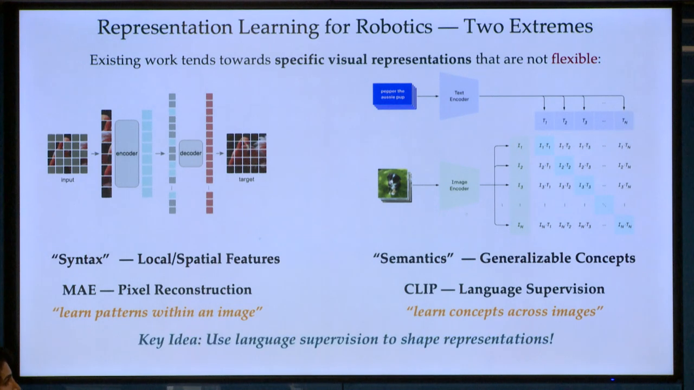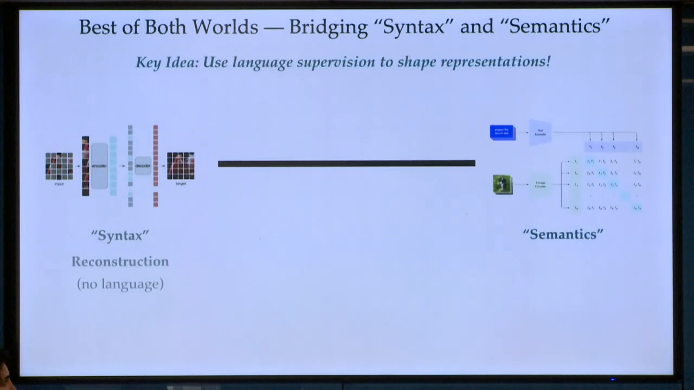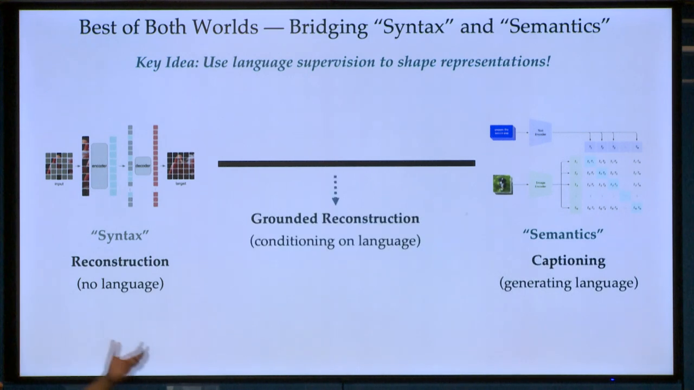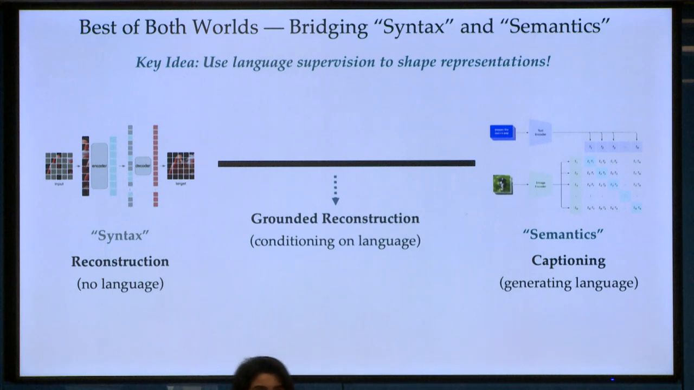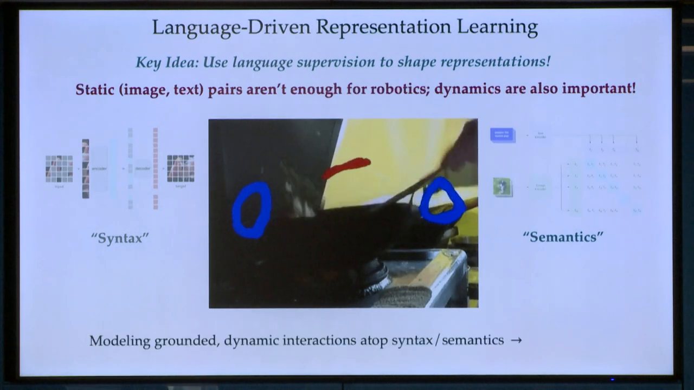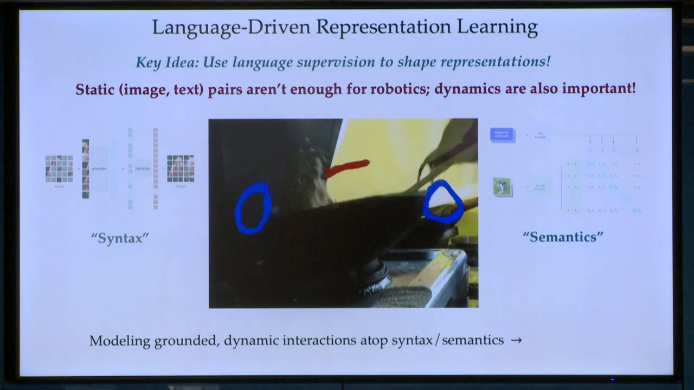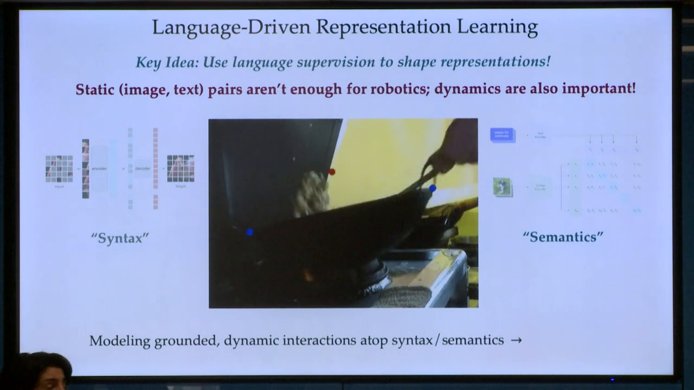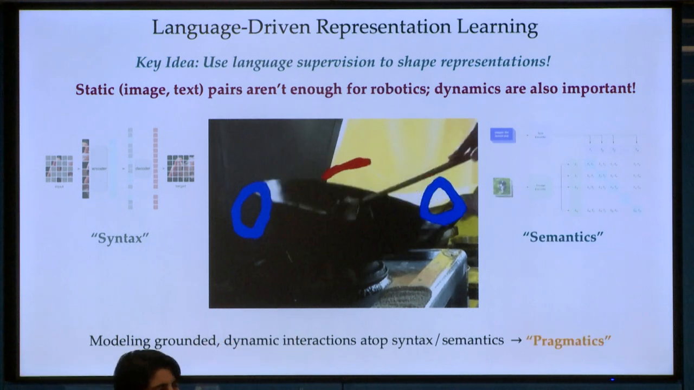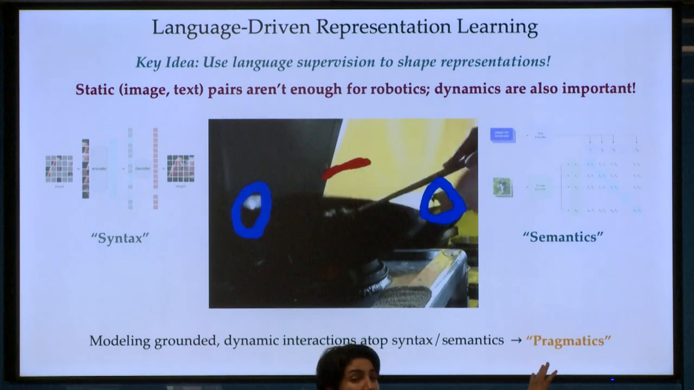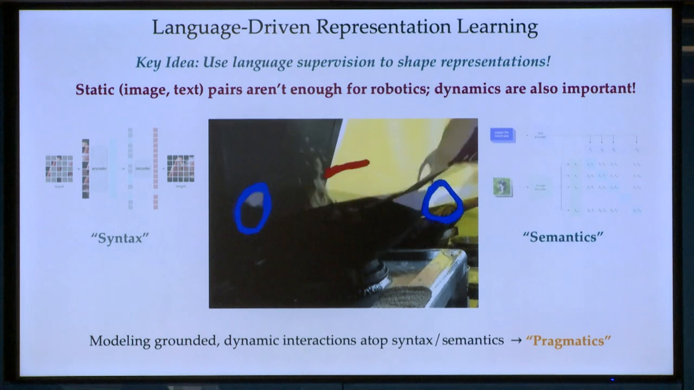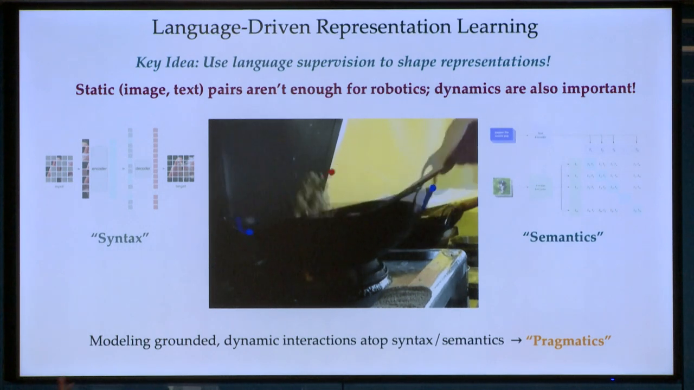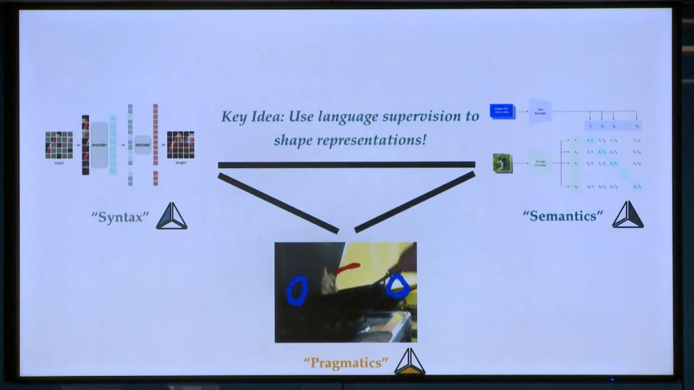So what we are doing in this work is we're trying to get the best of both worlds using language. The key idea here is we are trying to do grounded reconstruction. We start with a masked autoencoding backbone, but then we use language as a way of keeping semantics. You might say that's not enough, because syntax and semantics is not the only thing we care about. We care about dynamics, we care about actions. The actions that go on in the task are kind of an analog of pragmatics in language, the context of the task. And the way to capture that here is by passing in multiple frames. That is how we are trying to capture this notion of change in the environment.